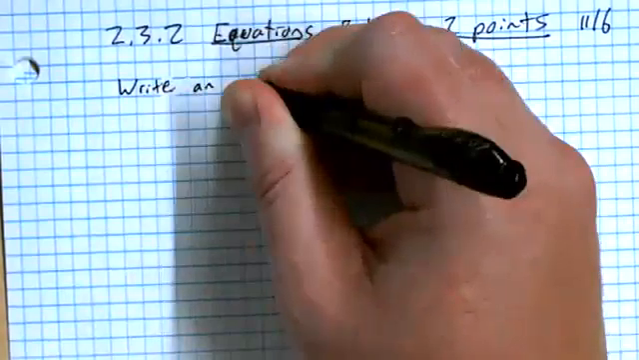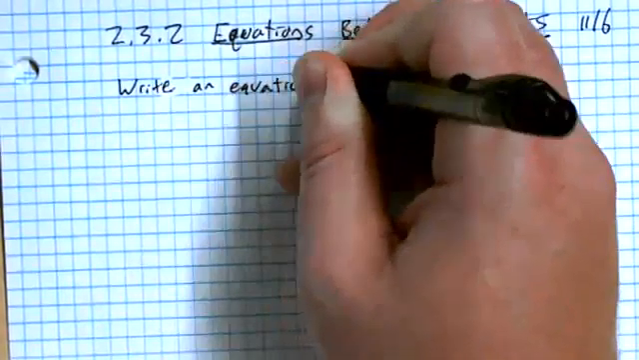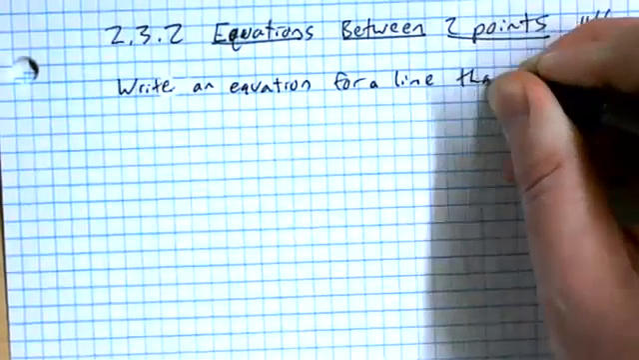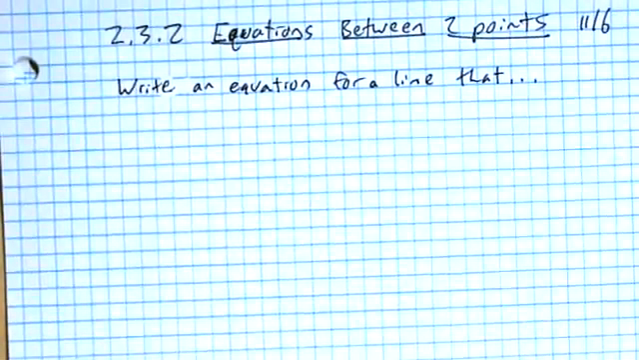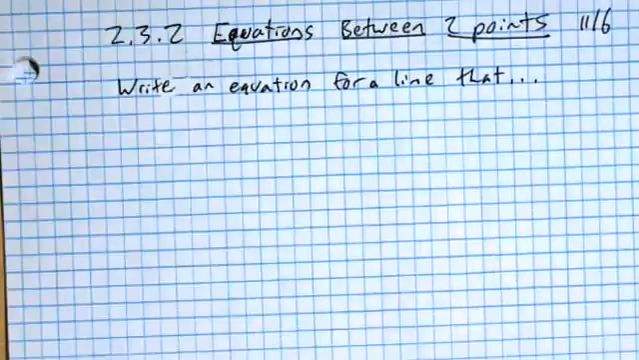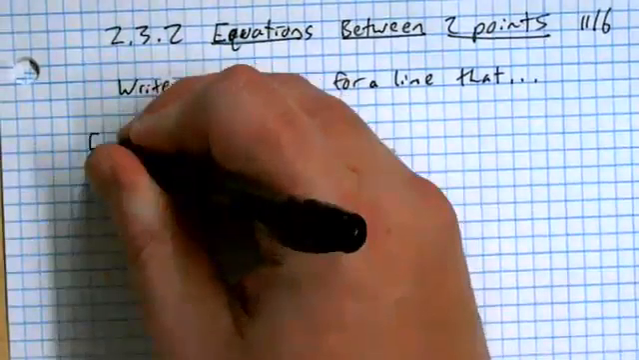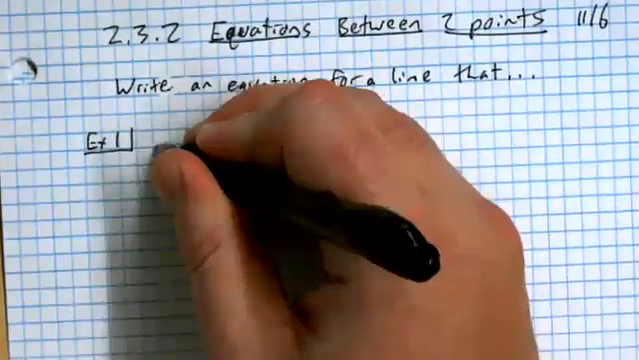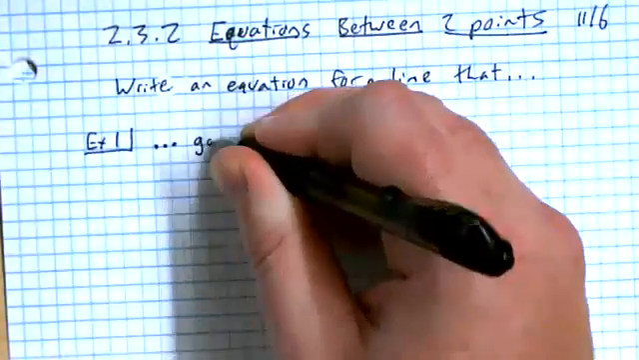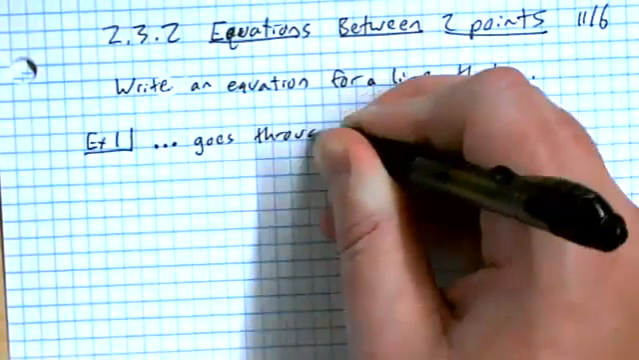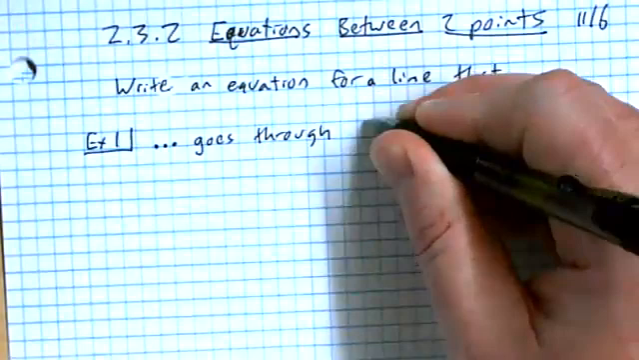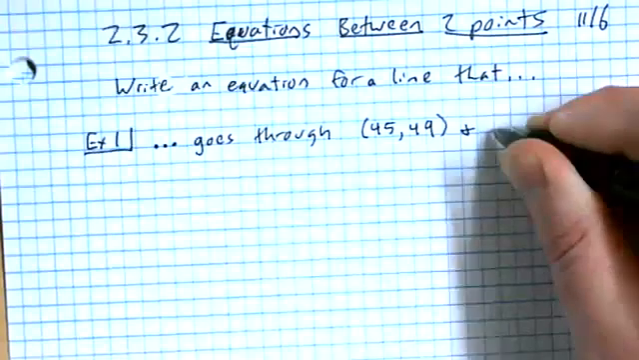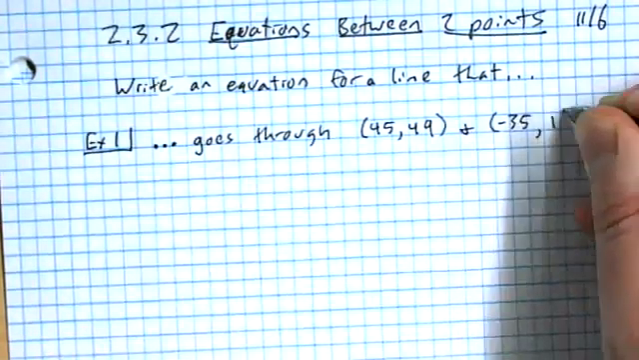Write an equation for a line that... We're going to do 3 examples, and they're all going to be very similar. So example 1. Write an equation for a line that goes through, and I'm going to give you a couple points here, 45, 49, and negative 35, 1.